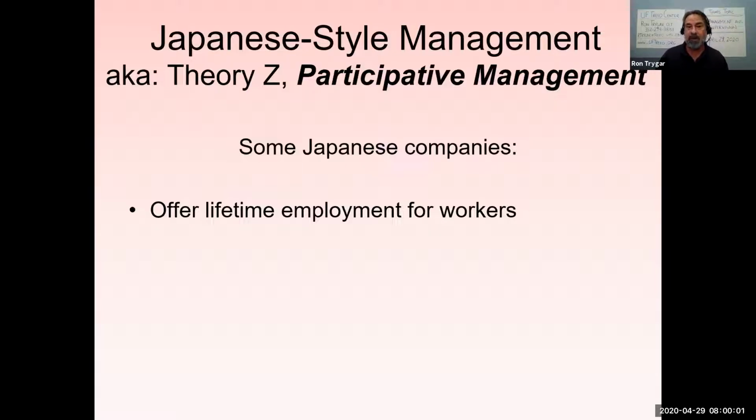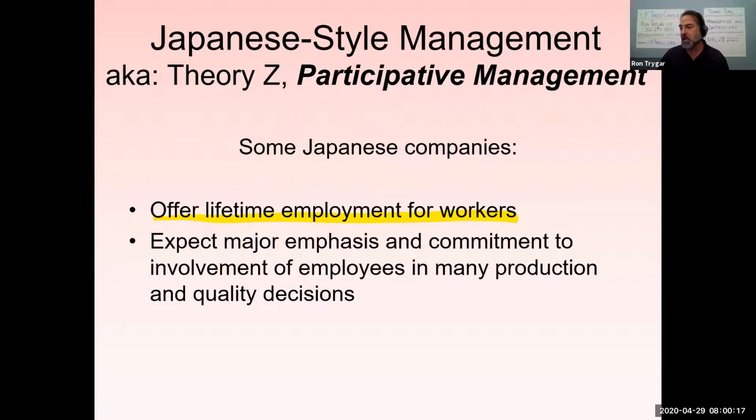So we found here in the U.S. that these Japanese corporations were practicing participative management. What that means is that they usually offer lifetime employment for their workers, so the worry of being forbidden and ordered and punished is a lot less. They also expect a major emphasis and commitment and involvement of the employees. This is an important concept: involvement of the employees in the production and quality control decisions. So when you have your workers coming up with these policies and involving them in the decision making, the whole industry, or that corporation, really thrived, and they found that the quality of the product was much better.